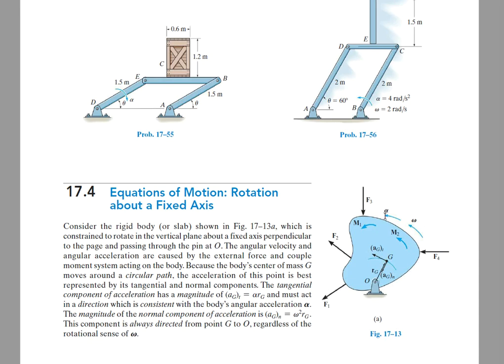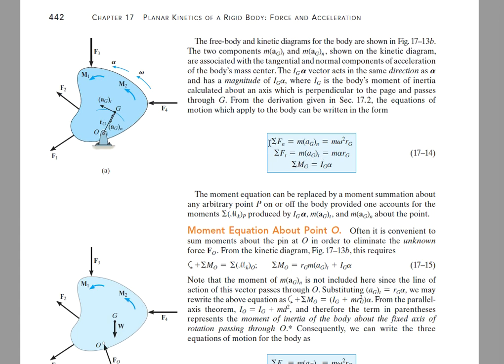So given omega and alpha, we can calculate the normal and tangential accelerations of the center of mass, and the corresponding equations are listed here. So we sum forces in the normal direction, the radial direction from G to the center of mass, and then we sum forces in the tangential direction, and then we have the moment equation. Sum of moments about G equals alpha times mass moment of inertia.